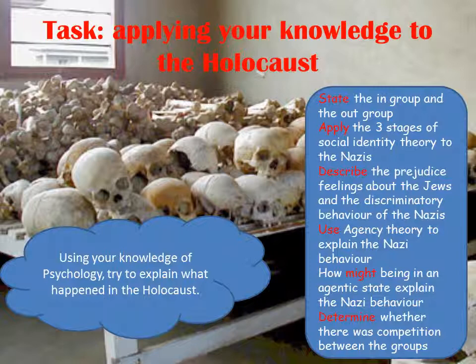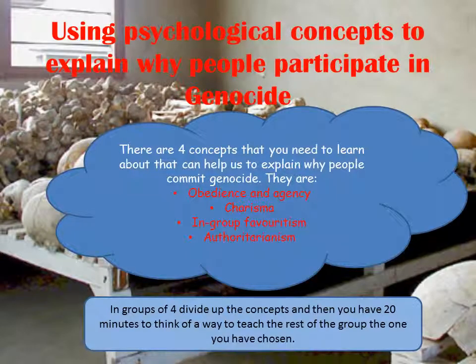I would then go on to obedience. So I would then start looking at agency theory to explain the behaviour of the Nazis. Could they have been in an agentic state when they obeyed orders? How would this work? How does moral strain come into play here? And then eventually you could determine whether there was competition between the groups. This obviously is realistic conflict theory. Were the Nazis and the Jews fighting over limited resources? And if they are, what's your argument for that? The 4 concepts that we specifically looked at in lesson, which you can revise to help you with these, are obedience and agency theory, charisma, in-group favouritism, and the authoritarian personality.